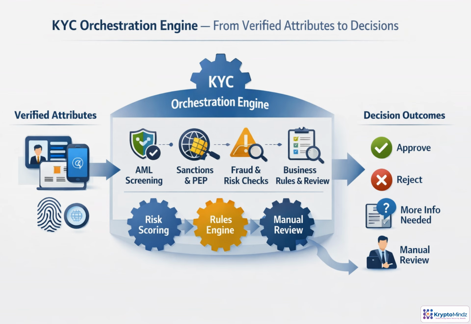Here, the verified attributes are just the starting ingredients. The orchestration engine combines them with AML and sanction screening, fraud and risk checks, and your custom business rules. All of that feeds into a risk score and an eligibility assessment. If the score is clean and complete, you auto-approve. If risk is too high, you reject. Borderline or unclear cases trigger either a request for more information or a manual review queue.